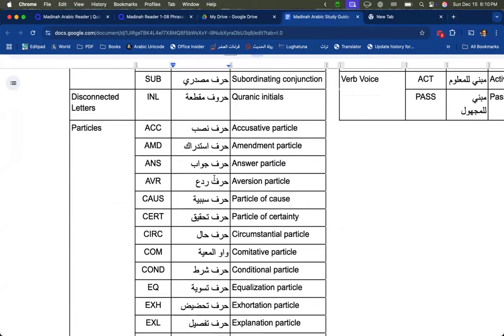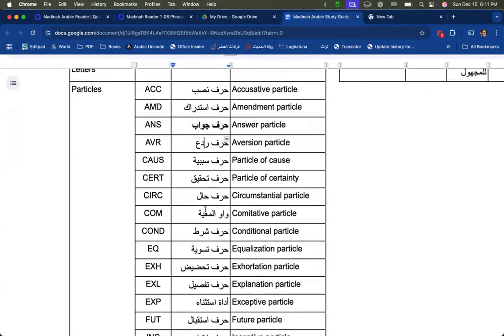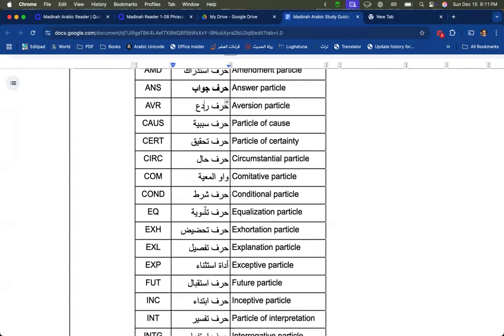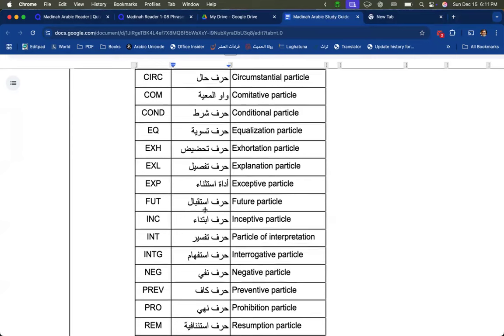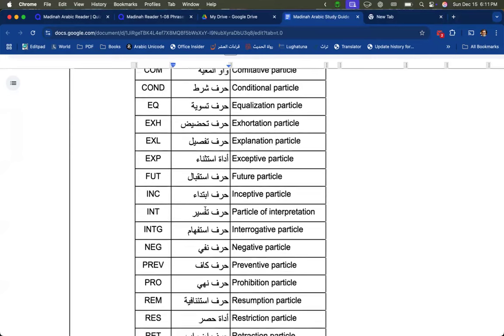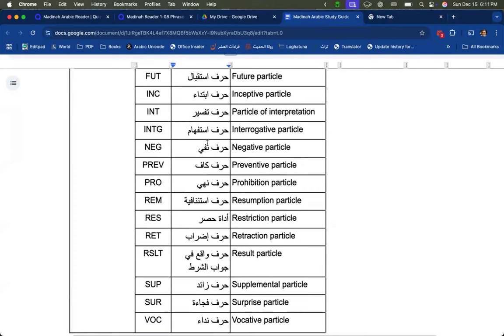We have not done most of these. Harf jawab: naam, la. Haven't we done those? Yes, the answer particle. Let's see, there's a lot of different kinds of harf. We've done harf nafi, la, right?